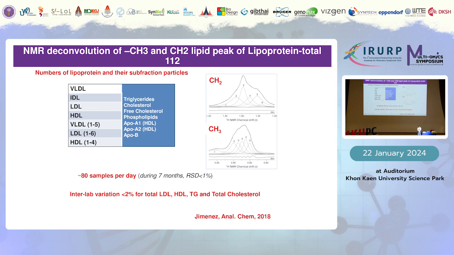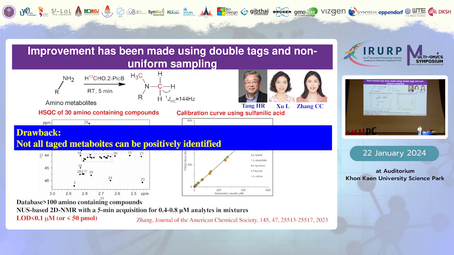Another thing I'd like to mention is the robustness. You can see the reproducibility is so good compared to MS. When we say MS reproducibility is 20% RSD, we can accept it. But in this case, you can see it's less than 2%. So this highlights the advantage. We know that one of the disadvantages of NMR is the sensitivity, right?